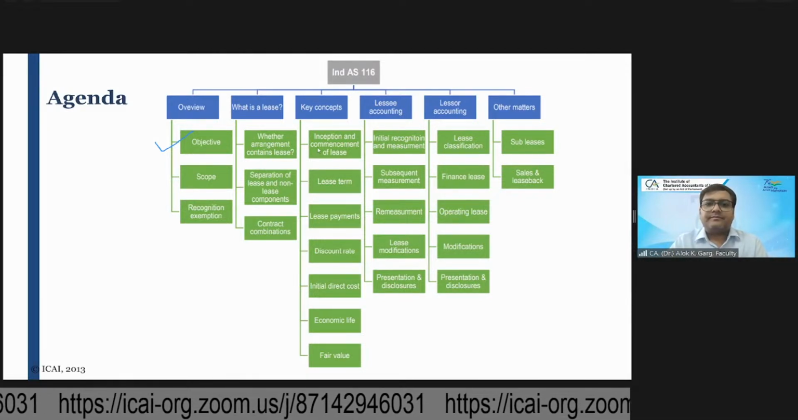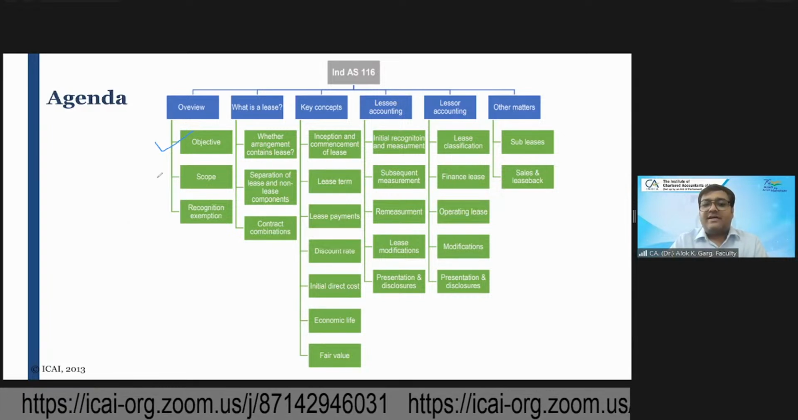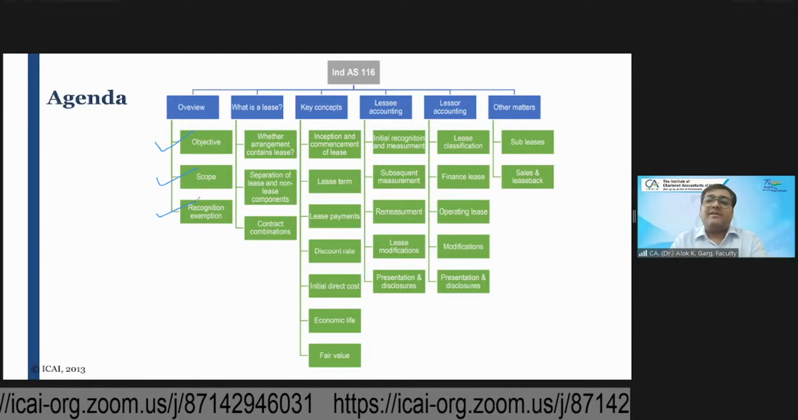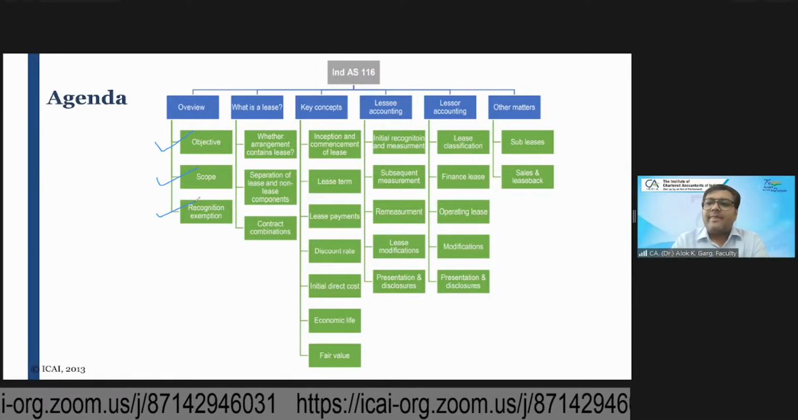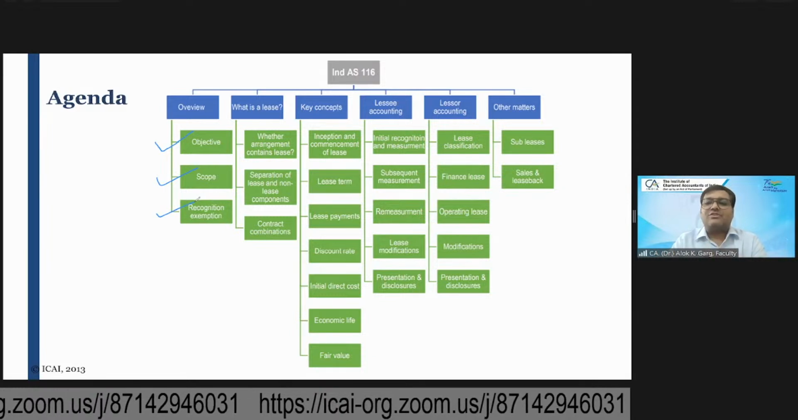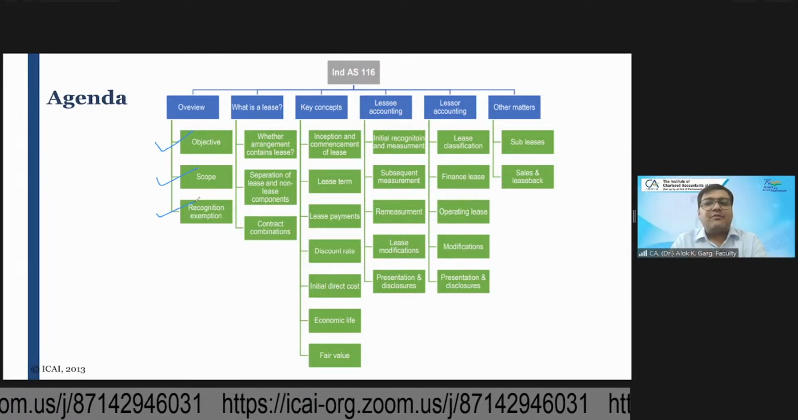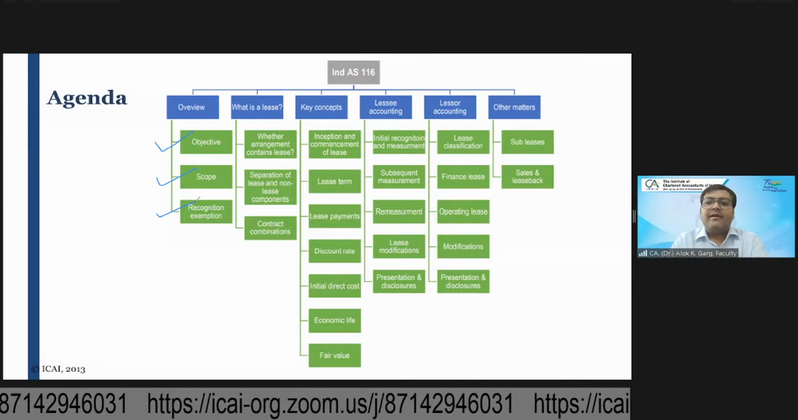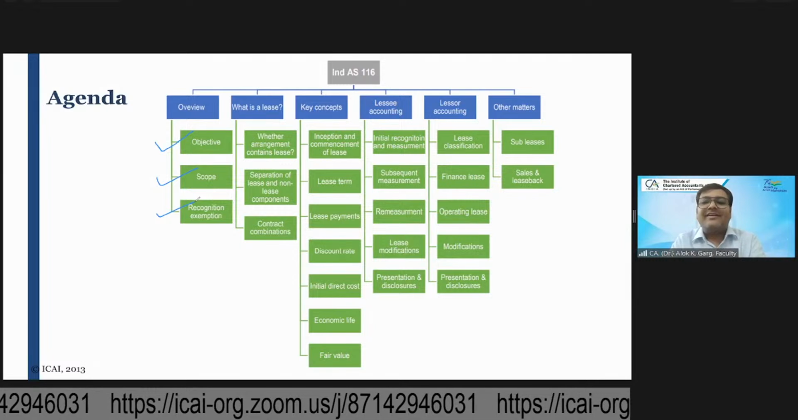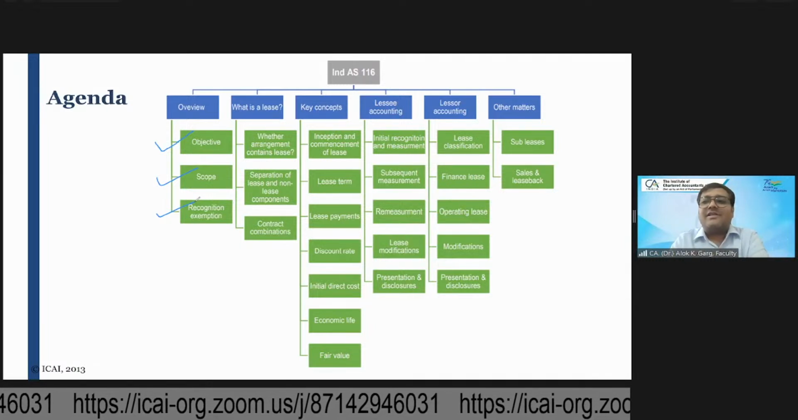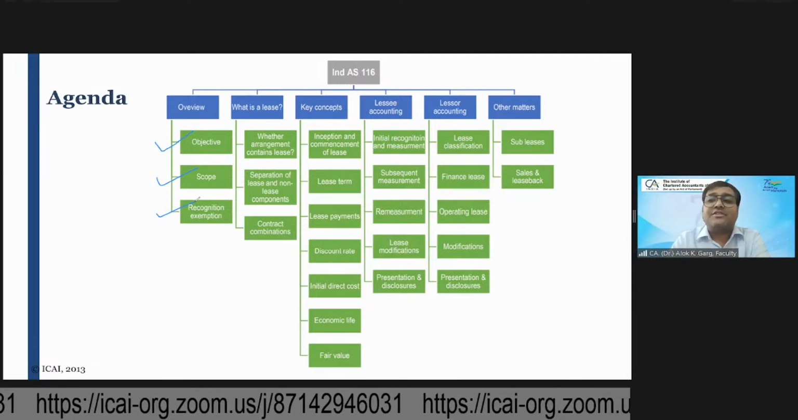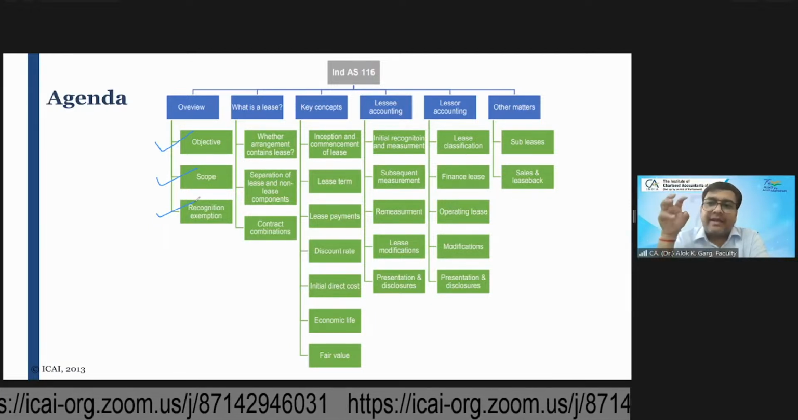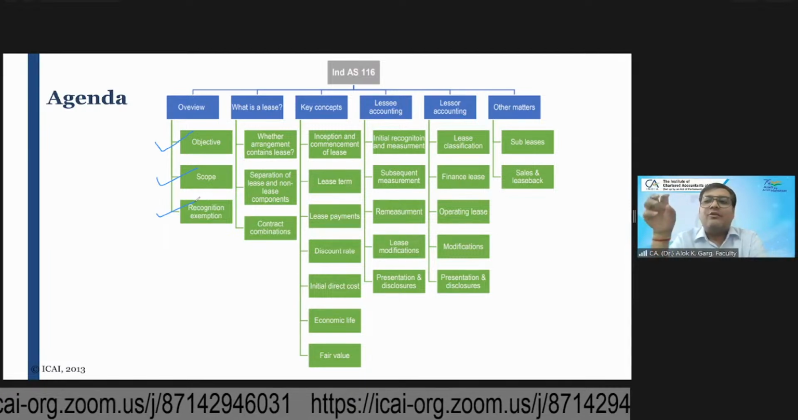Now, what is the scope of Ind AS 116? We'll discuss the scope. Some recognition exemptions are also given in this standard. Recognition exemption means the way Ind AS 116 talks about recognizing a right of use asset and recognizing a lease liability, this standard has given some exemptions. And I can tell you right now, considering it's a revision session, this standard talks about the short-term lease exemption and the low-value lease exemption. We'll discuss this in detail. What is my short-term lease exemption and what is my low-value exemption?